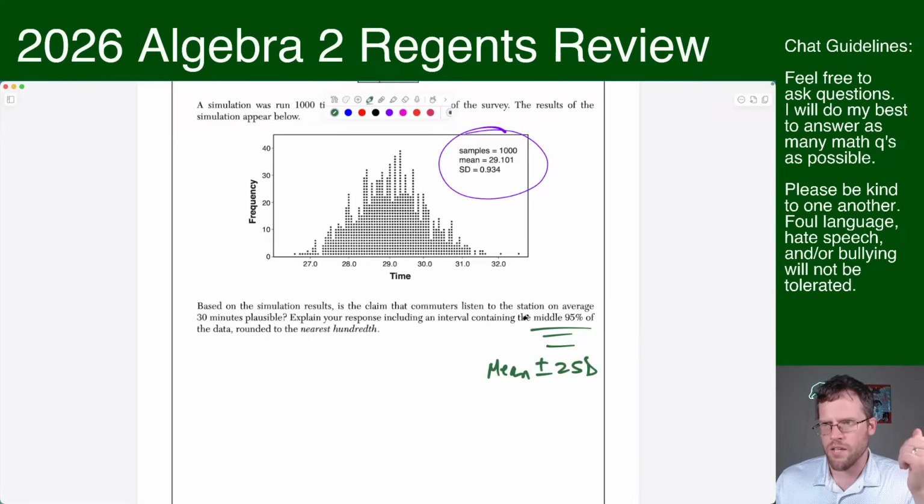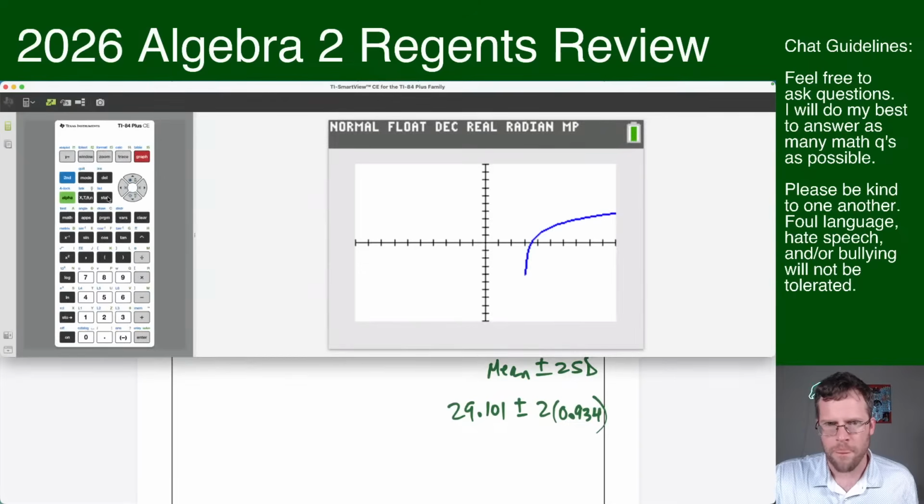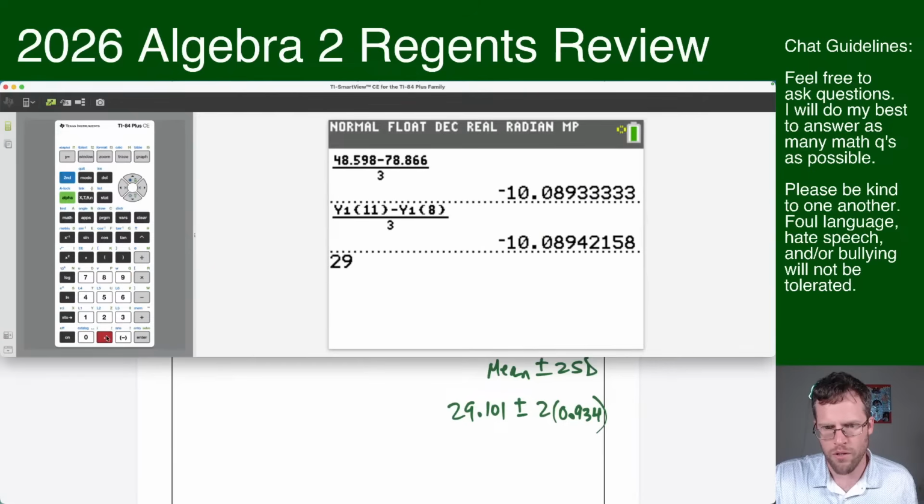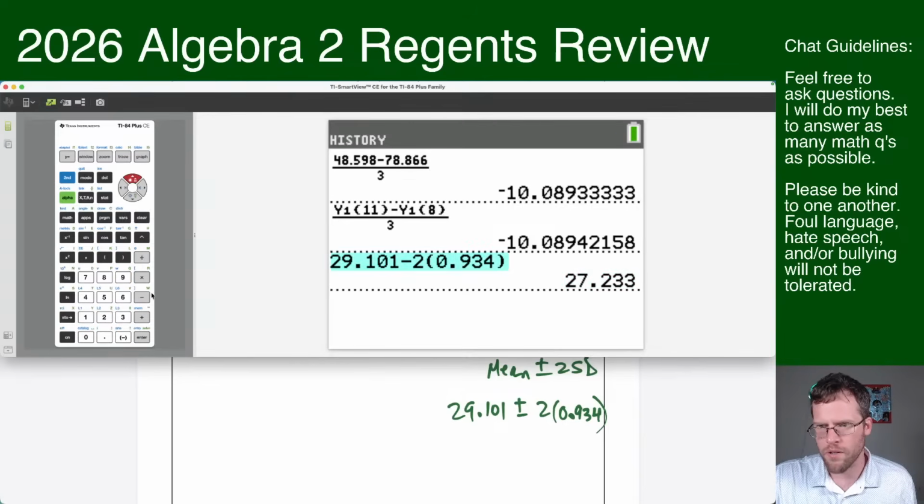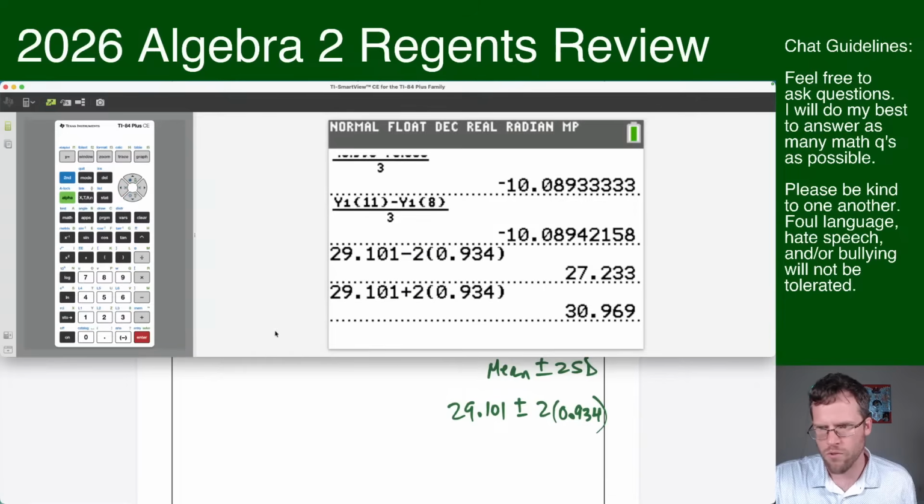So here I just take the mean from the simulation, 29.101, plus or minus 2 times 0.934. So I just have the calculator do this for us. I'll show how I get it. I just go 29.101, and I'll go minus first, so minus 2 standard deviations. I just type that in. And then I go back up here, and here's a nice trick. You go up, you press enter, and it copies it. And then I just change that to plus. I just overwrite it.